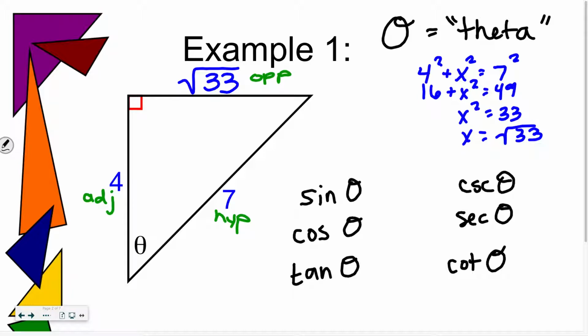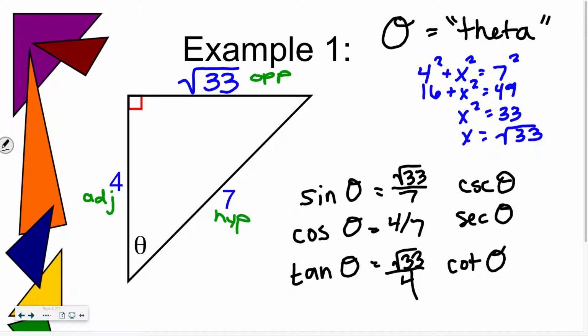Okay, so sine would be square root 33 over 7. Cosine would be 4 over 7. And tangent would be square root 33 over 4. If you ever create a fraction that could be reduced, you should reduce it. Now these don't reduce, like 4 over 7, they don't have anything in common. But if you had like 3 over 6, make it 1/2.